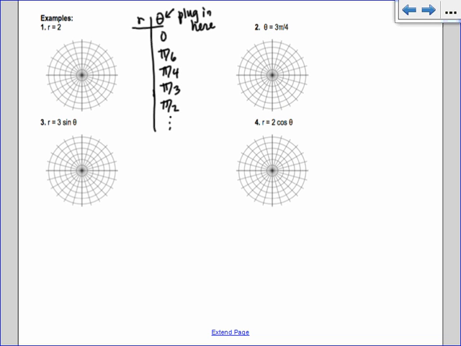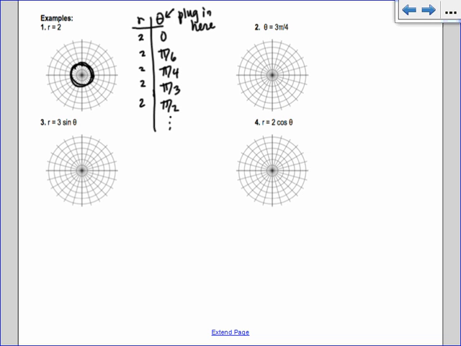But it says r is always equal to 2, so it doesn't matter what you're plugging in, you're always getting 2. So what happens is we have this point, and this point, and this point, and this point, and it goes around and it becomes this circle with radius 2.